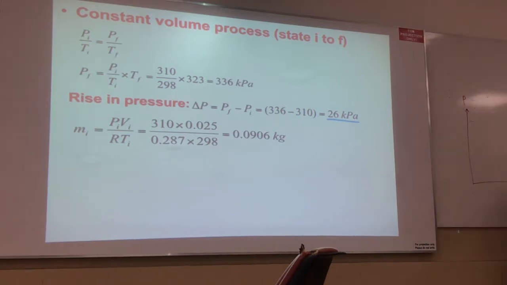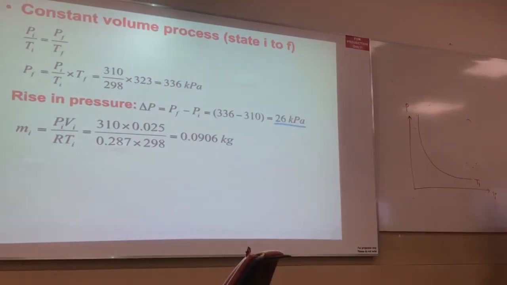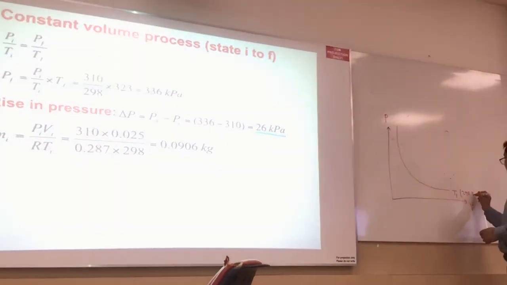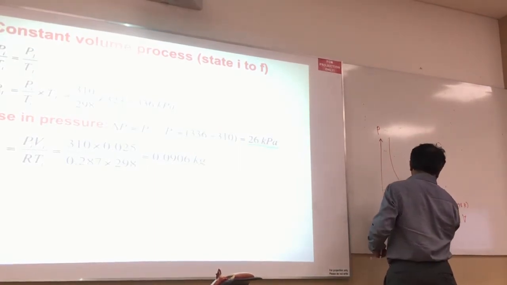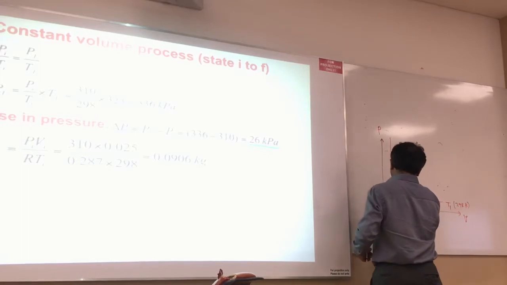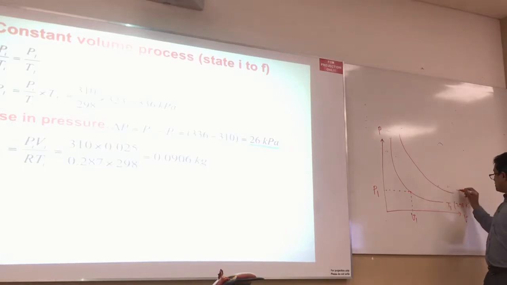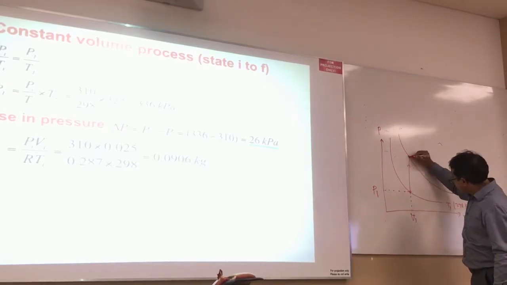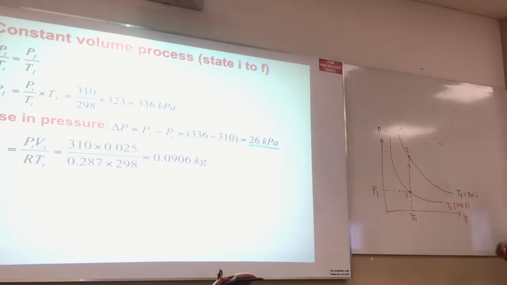On the PV diagram, you can see initially there is a temperature T1, the initial temperature, which is 298 Kelvin. The initial pressure is 310. This is V1, this is P1. At constant volume, this is T2, which is 50 degrees Celsius. So it goes from state 1 to state 2 at constant volume, right? Correct.